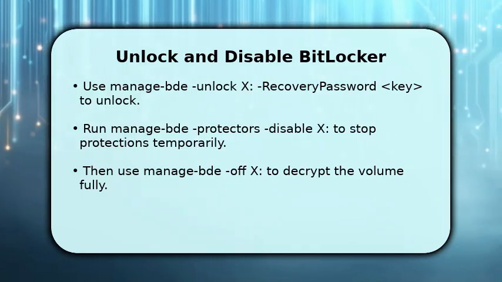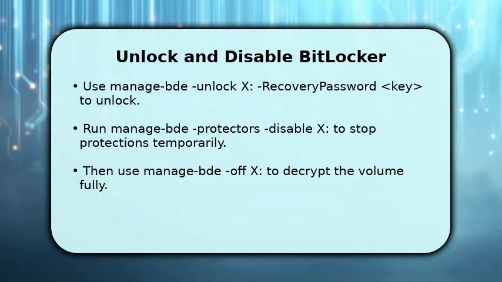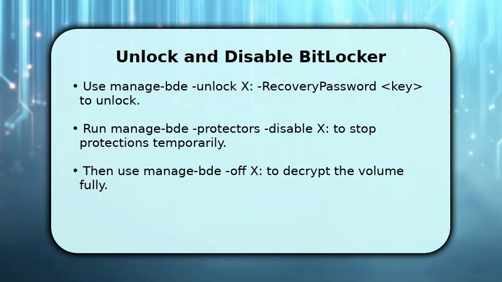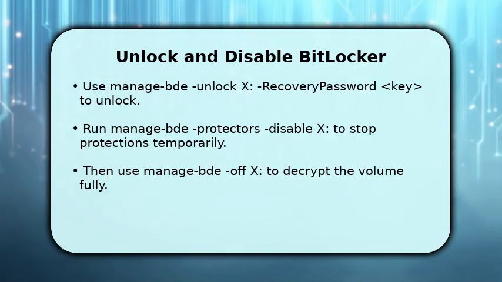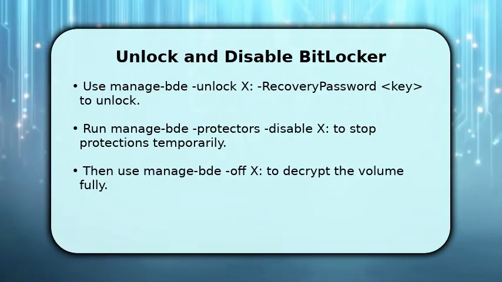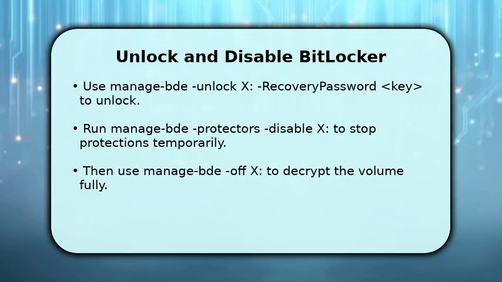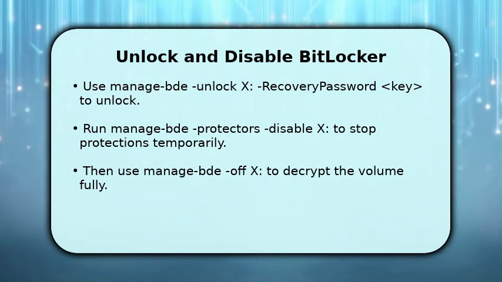Once unlocked, disable protection so the system won't immediately re-encrypt. Run manage-bde -protectors -disable X:. After disabling, start decryption by executing manage-bde -off X:. This triggers full decryption, which can take time depending on disk size. Monitor progress with manage-bde -status X: until it reports 100%.